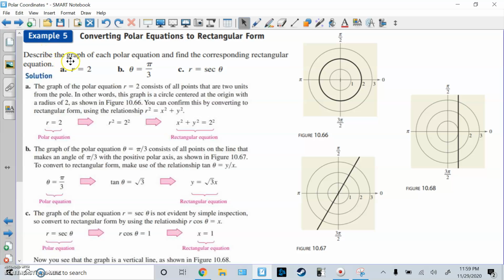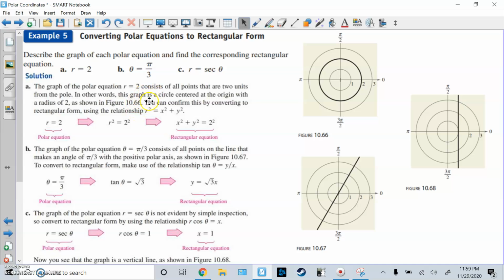So describe the graph of each polar equation and find the corresponding rectangular equation. So here, a is r equals 2. The graph of the polar equation r equals 2 is just all the points that are 2 units from the pole. It's this picture up here, figure 10.66. Notice the circle is everything that's 2 away from the origin.